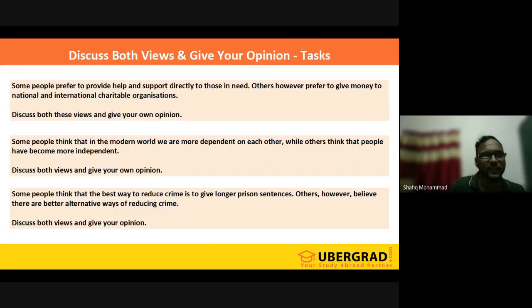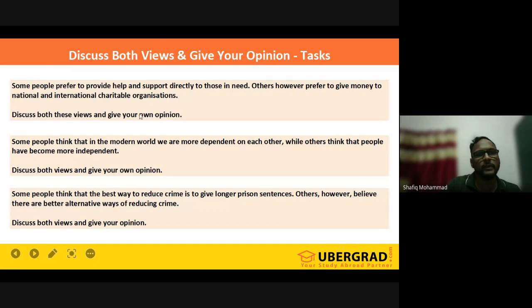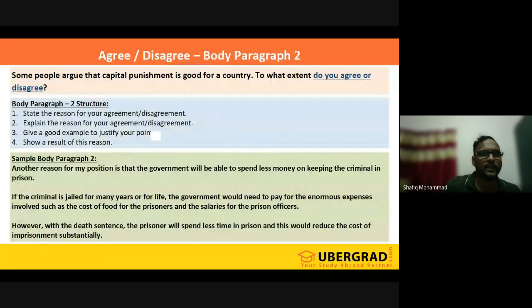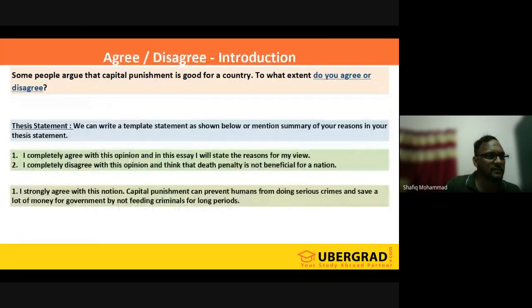So here are some essays. Discuss both the views will be these kinds of questions. Some people prefer to provide help and support directly to those in need. Others, however, prefer to give money to national and international charitable organizations. So, what is your view? You need to give opinions on both of it again. So these are the types of essays we discussed: one is both the views, and the other is agree and disagree. Right? Any questions, guys?